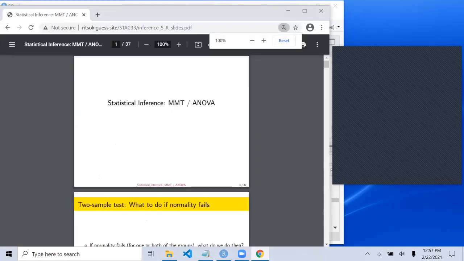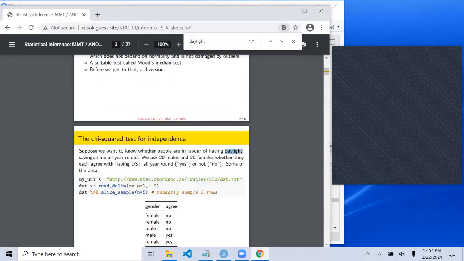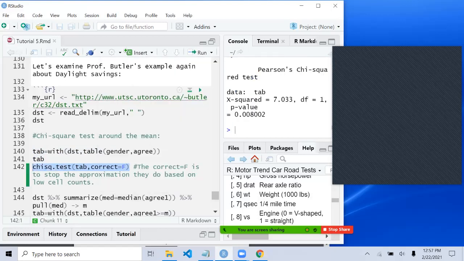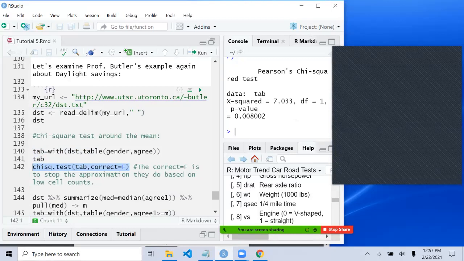Okay, let's see. Daylight savings. Oh yeah. Suppose you want to know whether or not we are in favor of having daylight savings. Females said yes, 9 of them, and 11 said no. And the males, ironically, 17 said yes, they agree with daylight savings, and 3 said no. This is the table we constructed. Now I can do a chi-square test. The question is whether there is a difference in genders who said yes or no to daylight savings. If I run this test, I get this p-value. It looks like there's a significant difference, in the sense that men are more likely than women to agree with daylight savings.